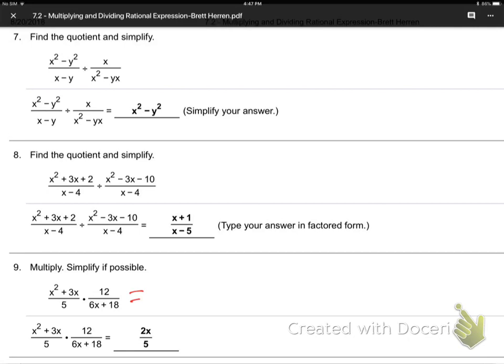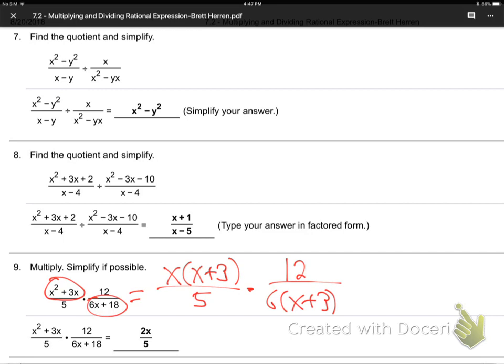So this is multiplication. So I don't need to flip anything. I'm just going to grab this guy and factor out. That's GCF. Take out what's in common. Over 5 times 12 over this is GCF, take out a 6. And then we can cross cancel, x plus 3's cross cancel. 6 goes into 12 2 times. What are we left with? 2x over 5. There it is, number 9.